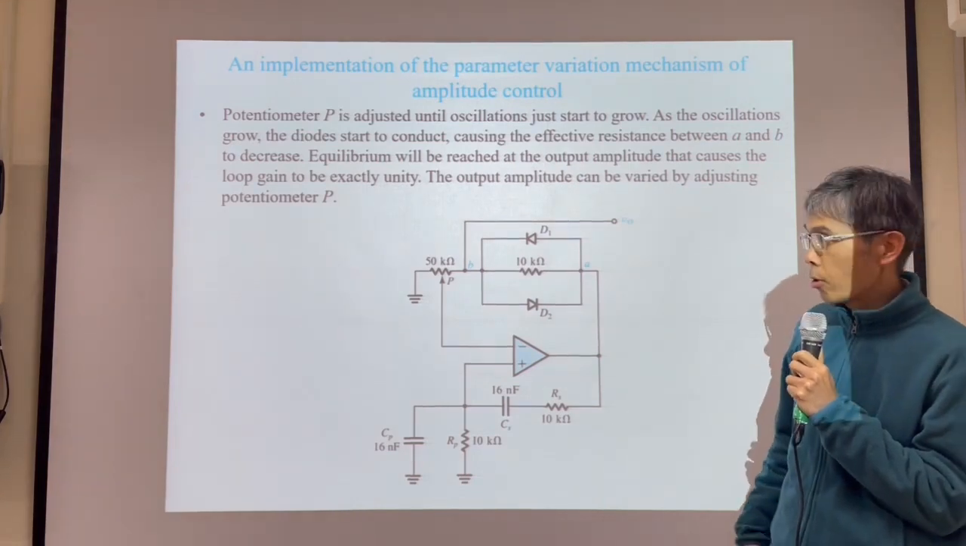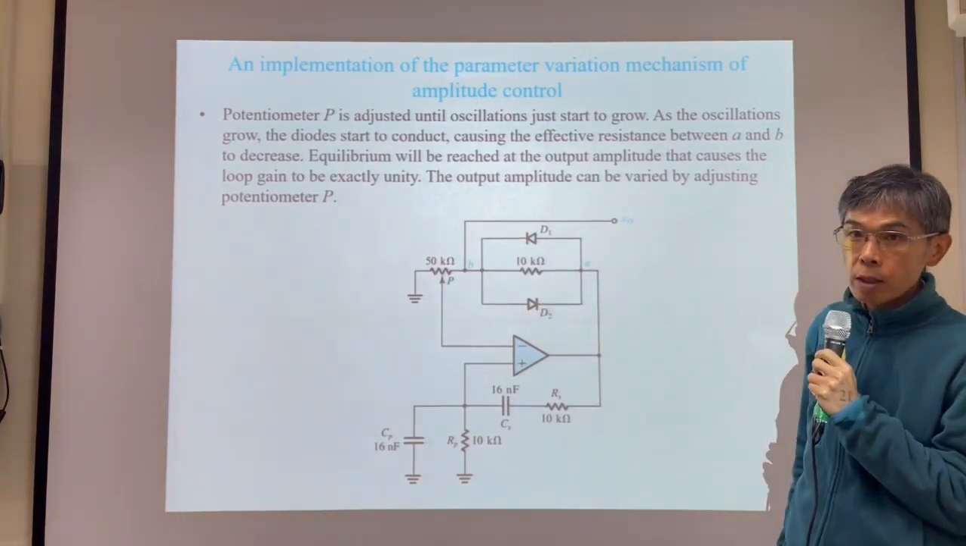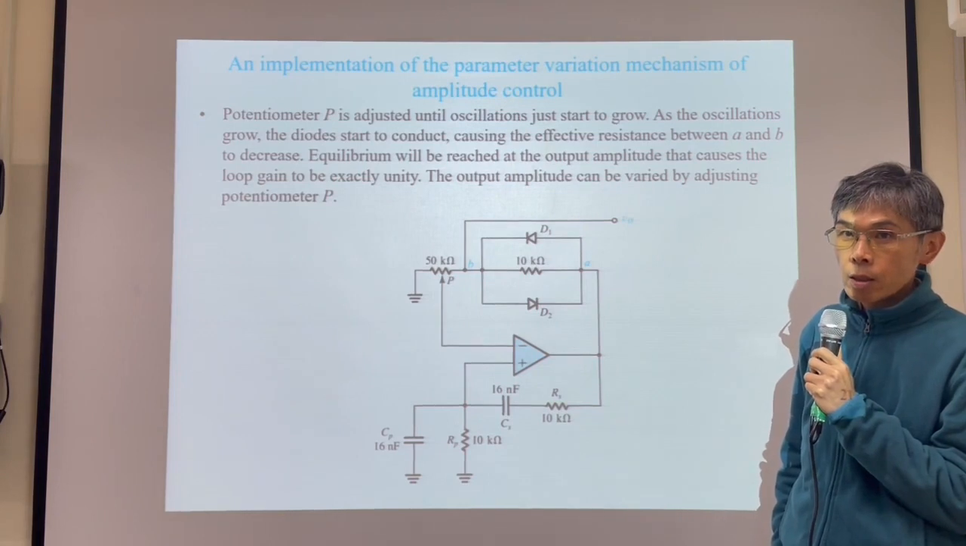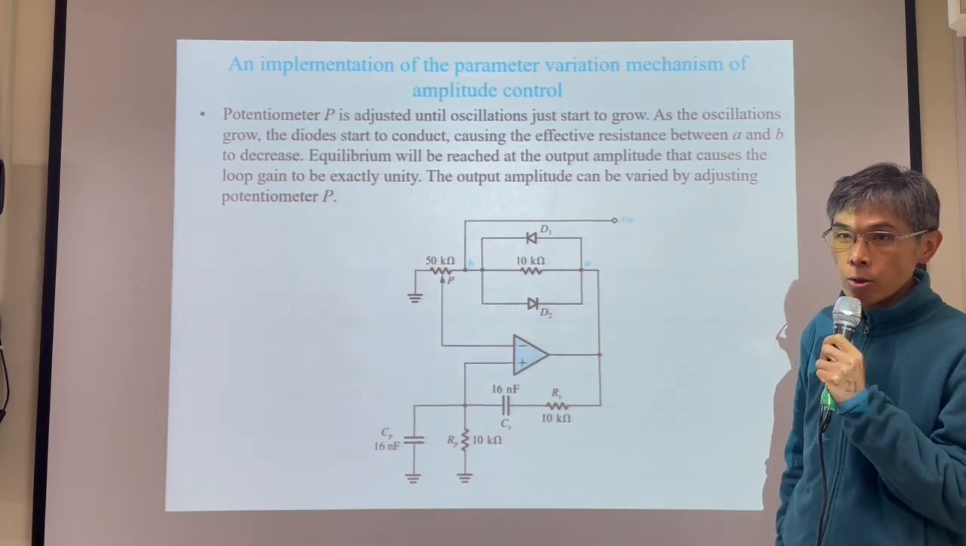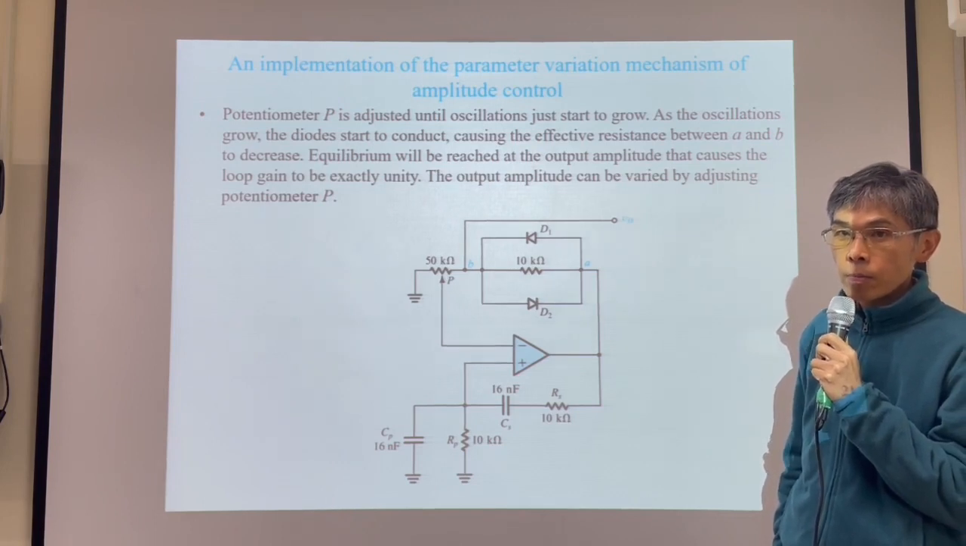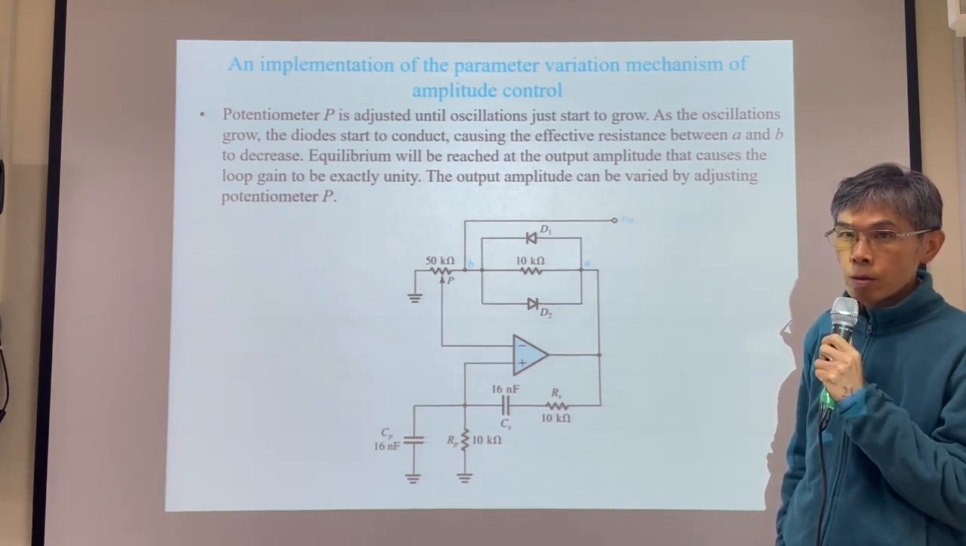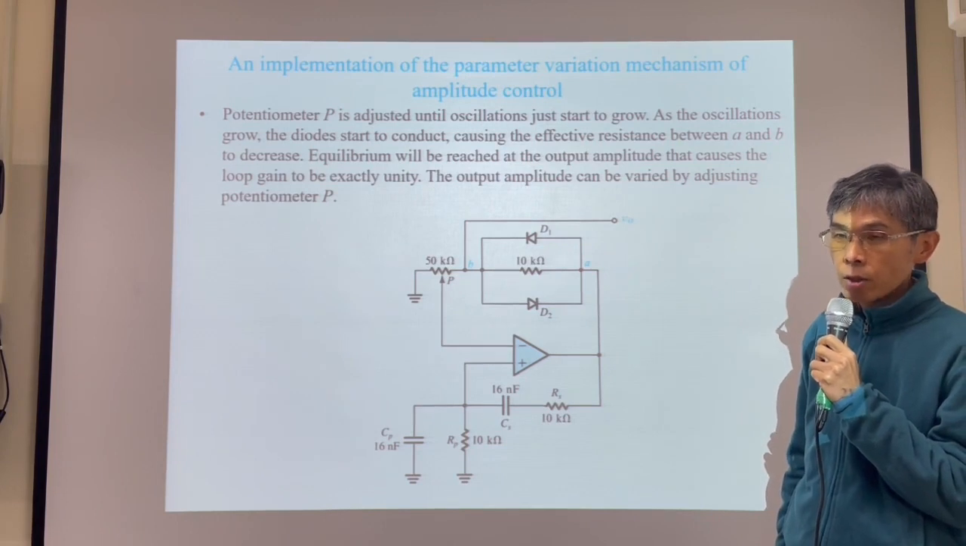So why loop gain should be 1? Oscillation only happens when the loop gain is one. Use English. Oscillator works when the loop gain is 1. Okay, good.